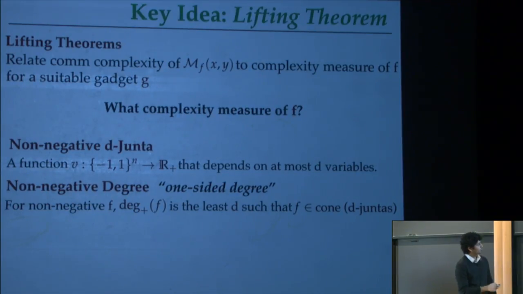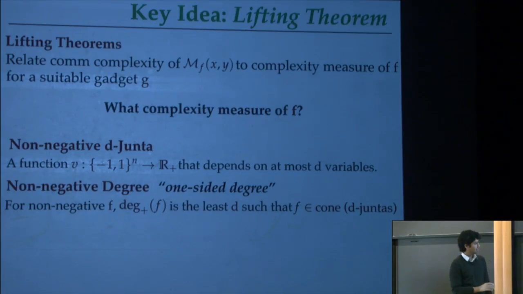So that's a non-negative d-junta, and now the non-negative degree. This is the complexity measure of the function f. For a non-negative function f, the non-negative degree of f is the least integer d such that f can be written as a non-negative linear combination of non-negative d-juntas.